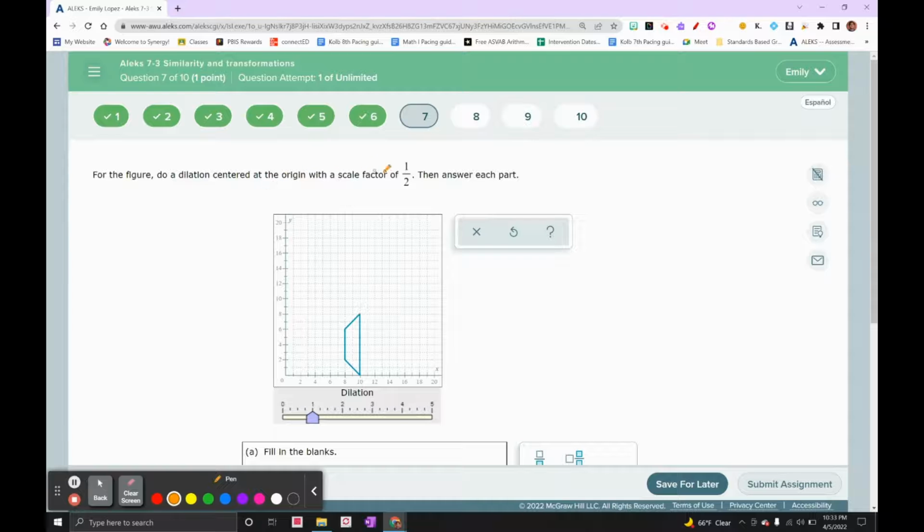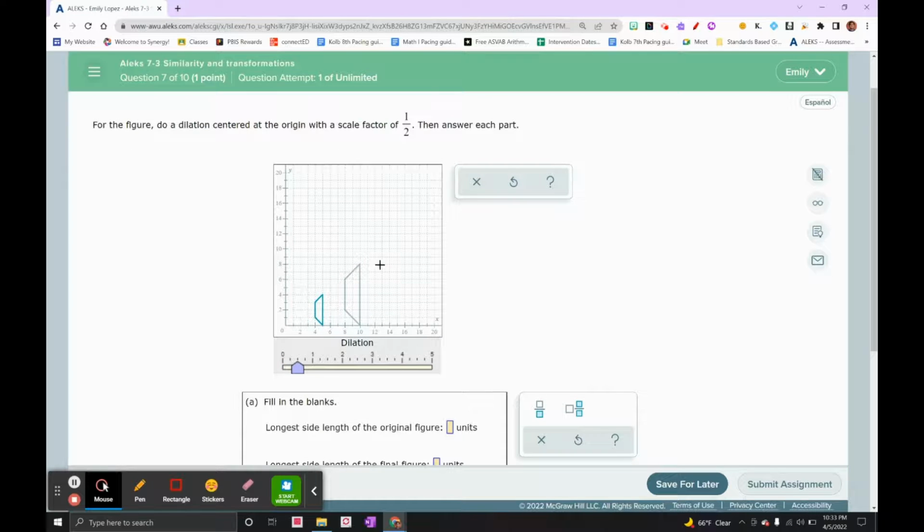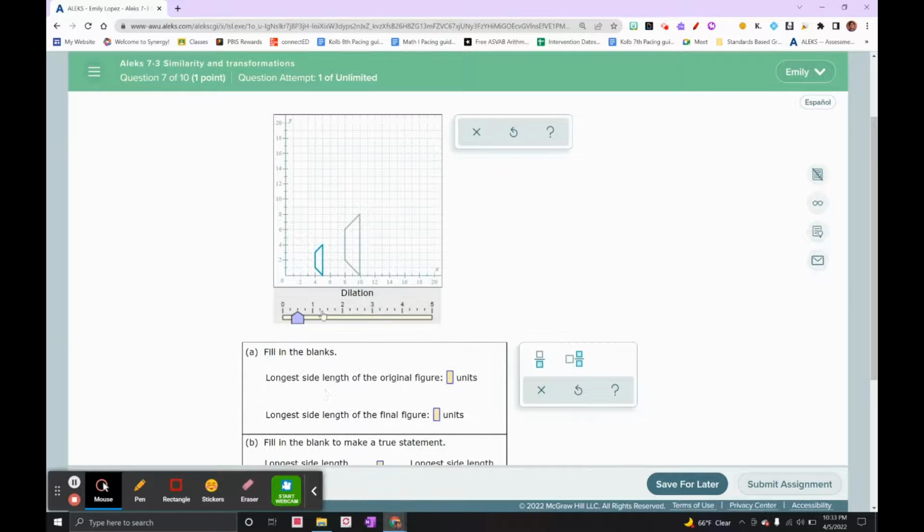All right, do the figure dilation centered at the origin with the scale factor of 1/2. So all you need to do is move this to the half. So it will be between 0 and 1. You see that the figure gets smaller. The longest side length of the original figure, our original figure is this guy right here, is 1, 2, 3, 4, 5, 6, 7, 8. That is the longest side, 8 units.